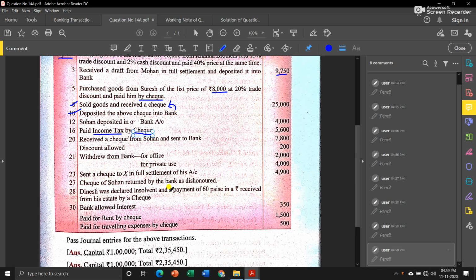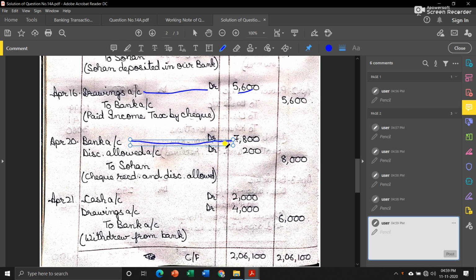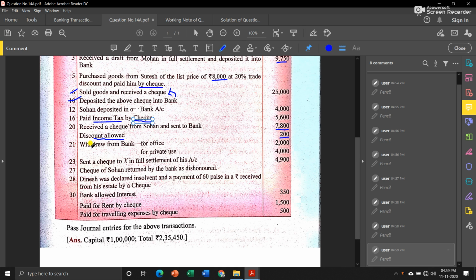Okay. The next transaction is received a check from Sohan and sent to bank and discount allowed. So we received a check from Sohan of rupees 7,800 and we allowed him discount worth rupees 200. Since we received check from him, money will be deposited into our bank directly. So that 7,800 we will receive in our bank account, and discount allowed is debited. So 200 will be written in the debit side, and the giver is Sohan, so his account will be credited by 8,000.